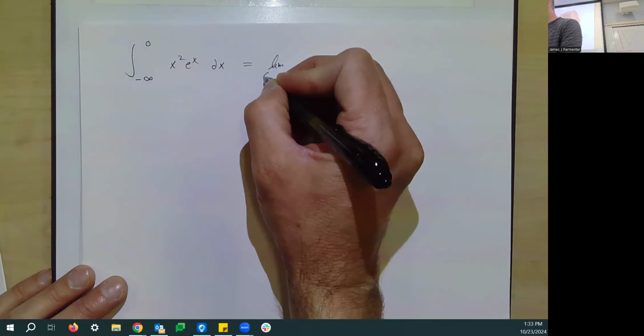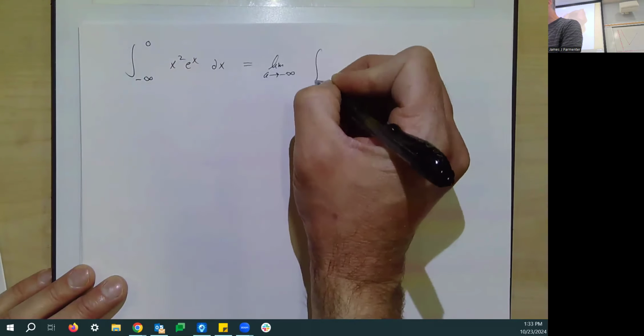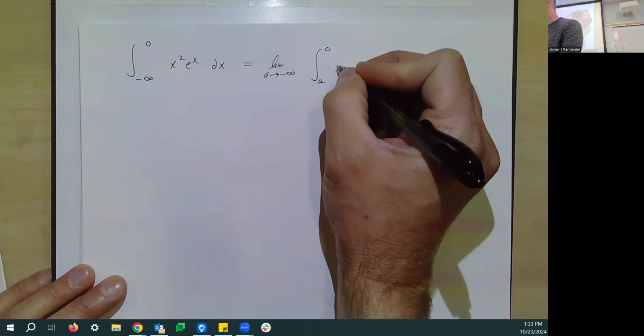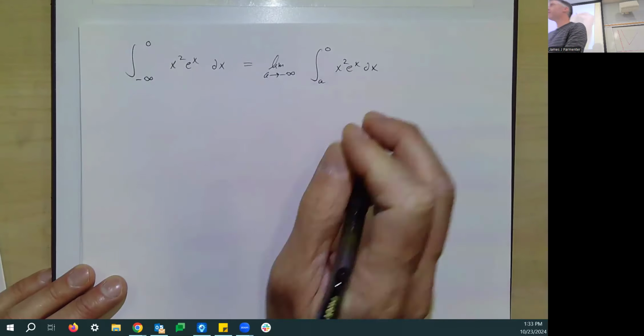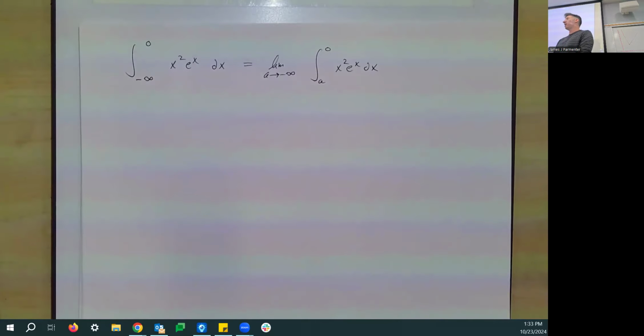The limit as a approaches negative infinity of the integral from a to 0 of x squared e to the x dx. That's it. If it's improper, the first step is always just to write it with the limit. And then we have to integrate x squared e to the x, and it's going to be integration by parts twice. Fortunately, this is one of those integration by parts problems that we could use tabular integration for. That's what we're going to do.